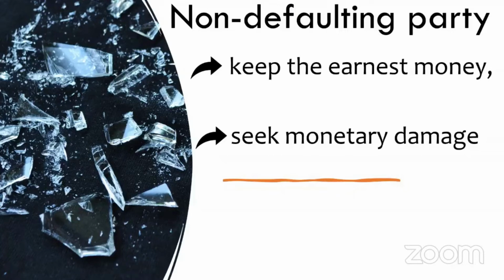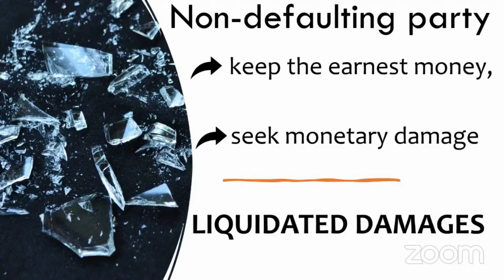So the seller is the one who breached. Then the buyer might seek monetary damages, where they want to be compensated for the cost they might have already incurred so far, for example home inspection, appraisal, etc. So this is labeled simply as liquidated damages.